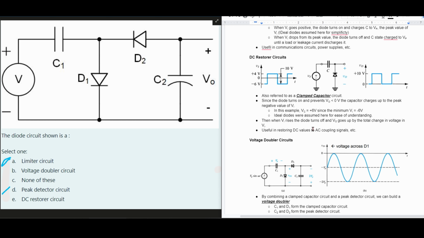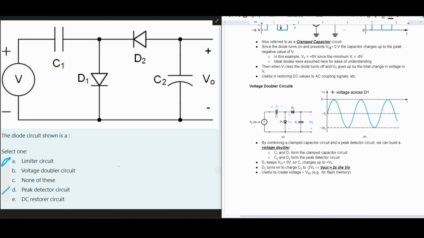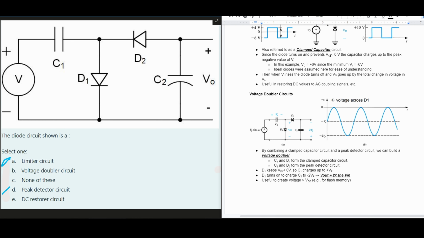Ideal diodes are assumed here for ease of understanding. When V input rises, the diode is going to turn off, and V out goes up to the total of the capacitor charge and V input. This is useful for restoring DC values to AC coupled signals, etc. However, again, like we said, this is not like what we have here, so this is not going to be one of our options. So now we can keep looking.